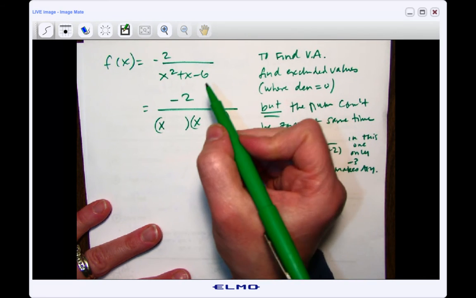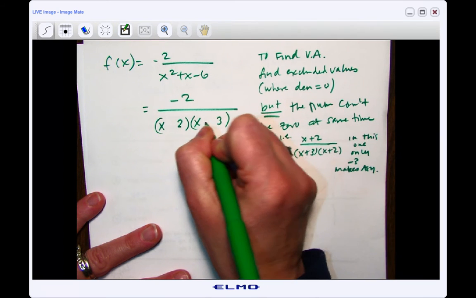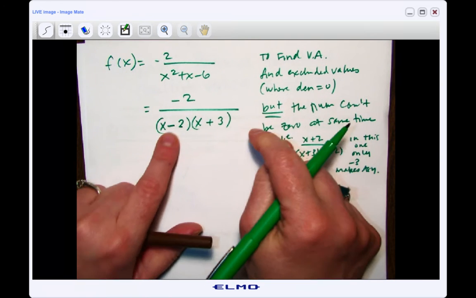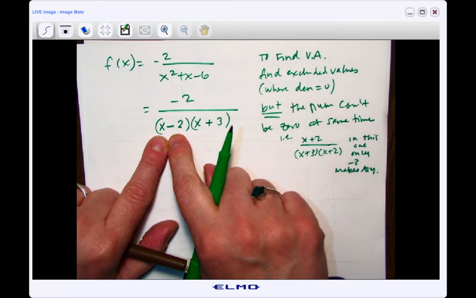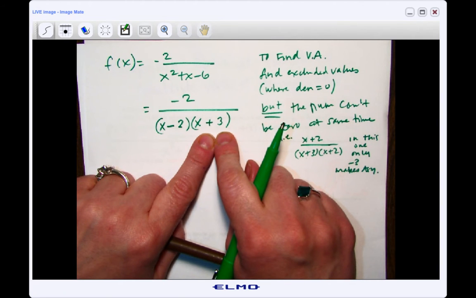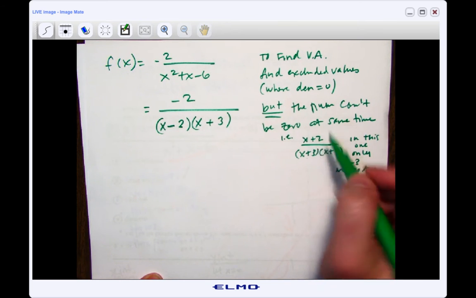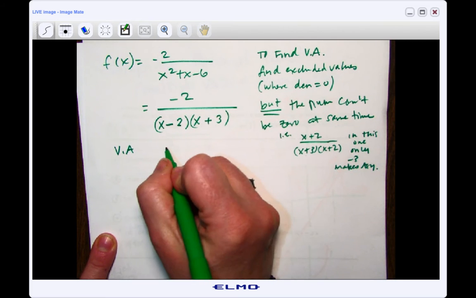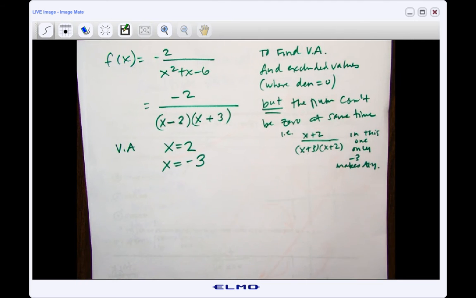So let's try to factor this. We want it to be a 1, so it must be a 3 and a 2, I suppose. And we want this one positive and this one negative. Okay, so if I set this denominator equal to 0, hopefully everybody can see my excluded values would be 2 and -3. Do you see that? And neither one of them cancels out on the top like the other one did. So that means they're both vertical asymptotes. So my vertical asymptotes are the lines x equals 2 and x equals -3. So this is one of those cases where we have multiple vertical asymptotes.